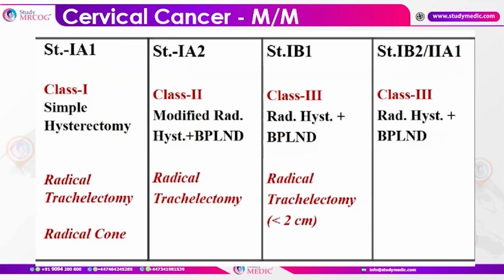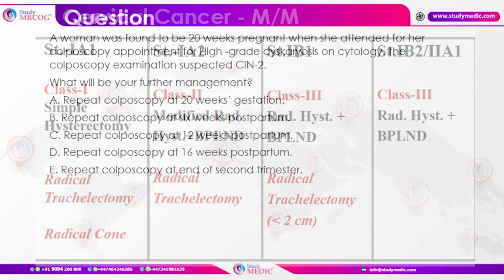Okay, and usually they tend to come with recurrences. So stage 1B1, you need to do a radical hysterectomy plus bilateral pelvic nodal dissection. Stage 1B2 or 2A1, you need to do radical hysterectomy and a bilateral pelvic nodal dissection.